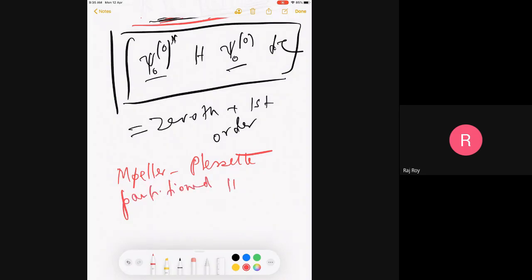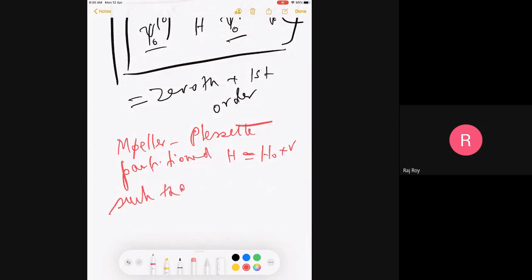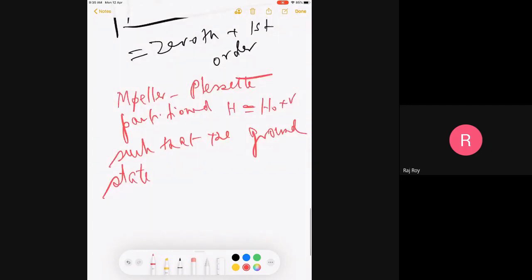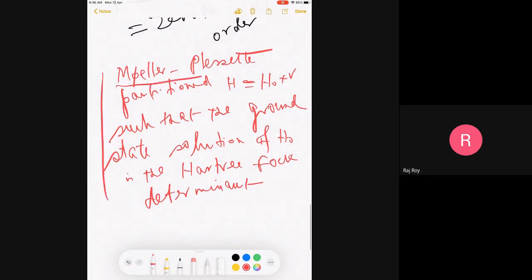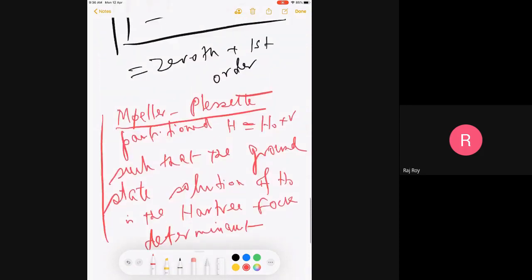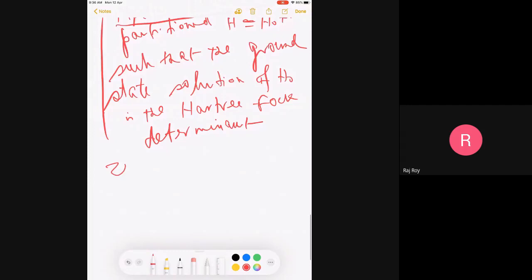partitioned H as H0 plus V such that the ground state solution of H0 is the Hartree-Fock determinant. How to do that? There are multiple ways of doing that. I will come back to it later. It's just a single determinant. I will come back to this later, but this is the basic idea of the Möller-Plesset partition. And if this is so, then I can clearly write that the zeroth plus first order correction energy is nothing but the Hartree-Fock energy.